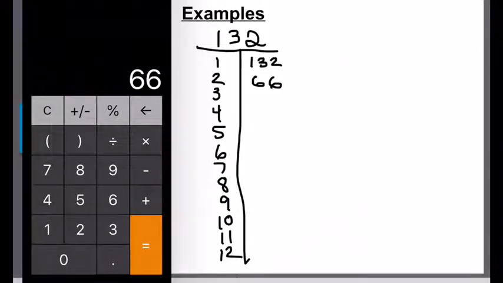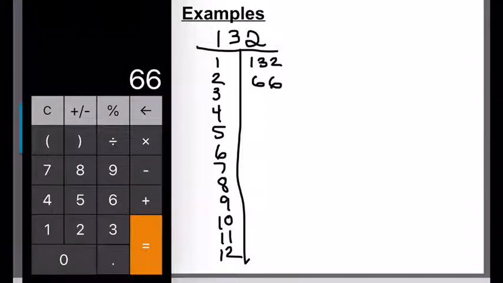The divisibility rule for 3 is adding all of the digits in your number. If the sum of the digits is divisible by 3, then the number is divisible by 3. Let's add the digits in 132. 1 plus 3 is 4, plus 2 is 6. 6 is divisible by 3, so 132 is divisible by 3.